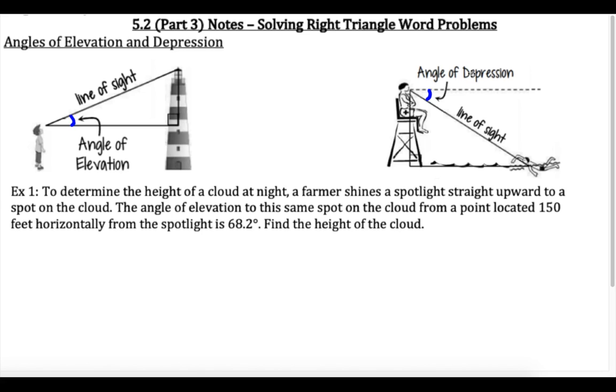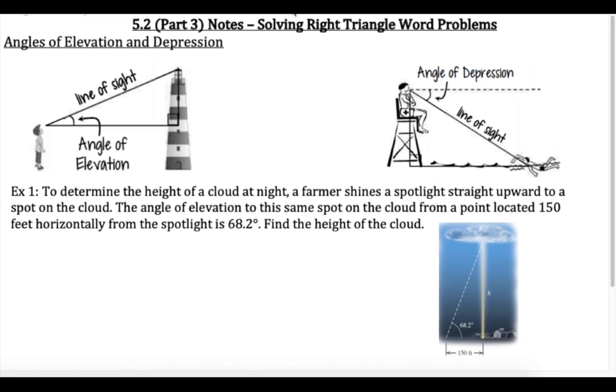So for all of these problems, we are going to have to draw a triangle, right? I already have some pre-made graphics here, but most of the time we're going to have to draw the triangles ourselves. So we know that these can all be modeled with right triangles. Now, it says that the farmer's here, shining a spotlight, then he walks 150 feet and shines the spotlight again to that same spot. And that angle that's created is 68.2 degrees. So here is the information that we have.